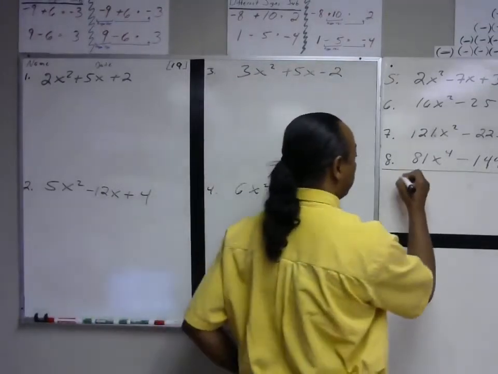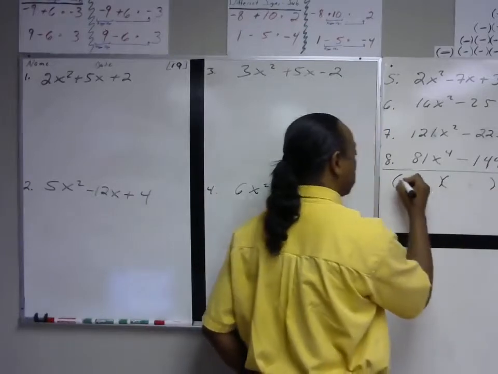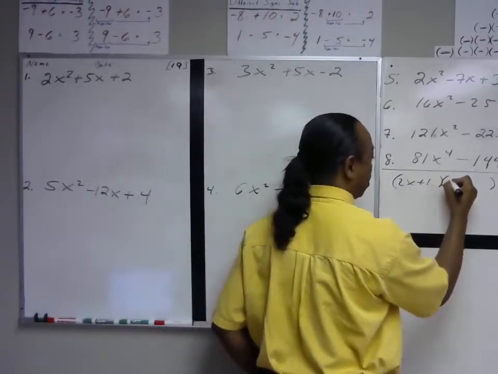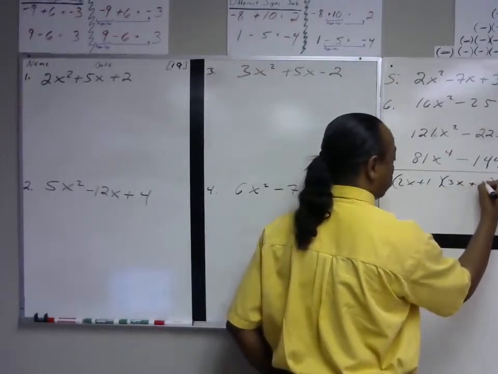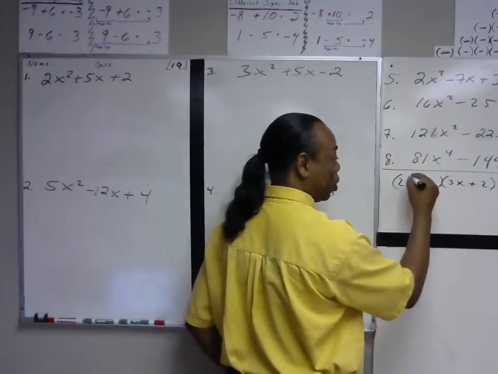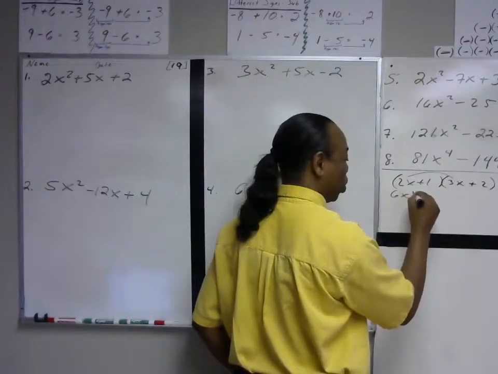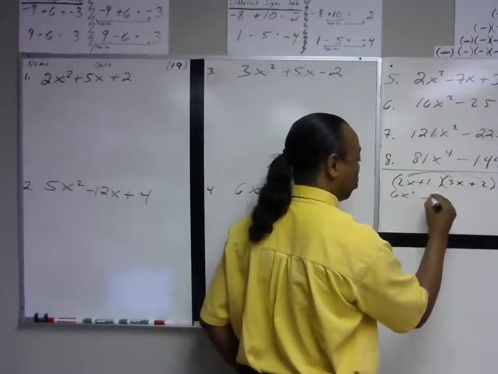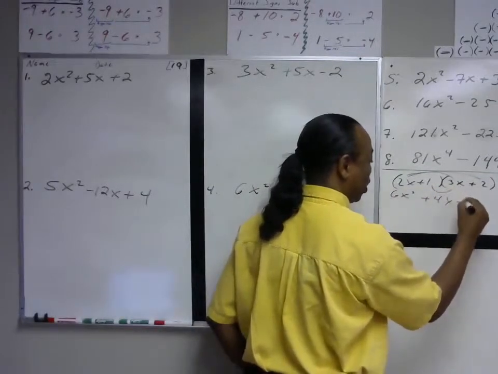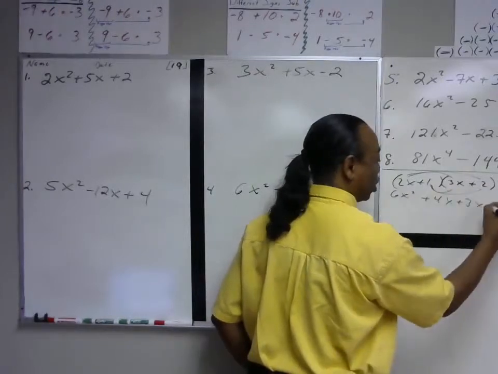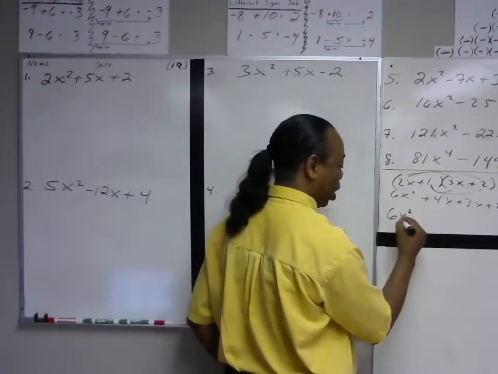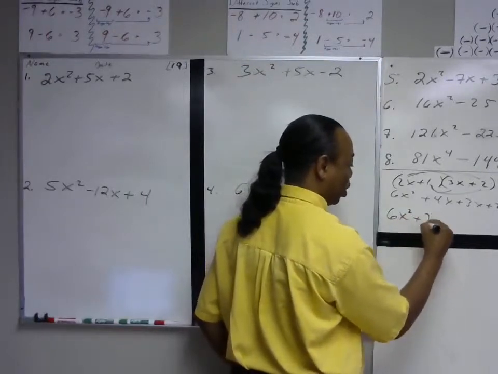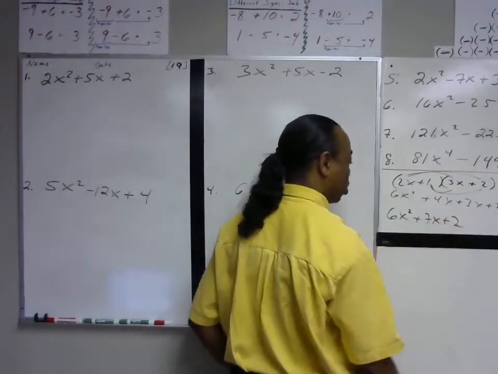If I'm multiplying two binomials, say 2x plus 1 and 3x plus 2, okay, and I FOIL this, I'll get 6x squared, and I'll get a plus 4x. Here I'll get a 3x, and lastly I'll get a 2. And then you combine like terms, you end up with 6x squared plus 7x plus 2.